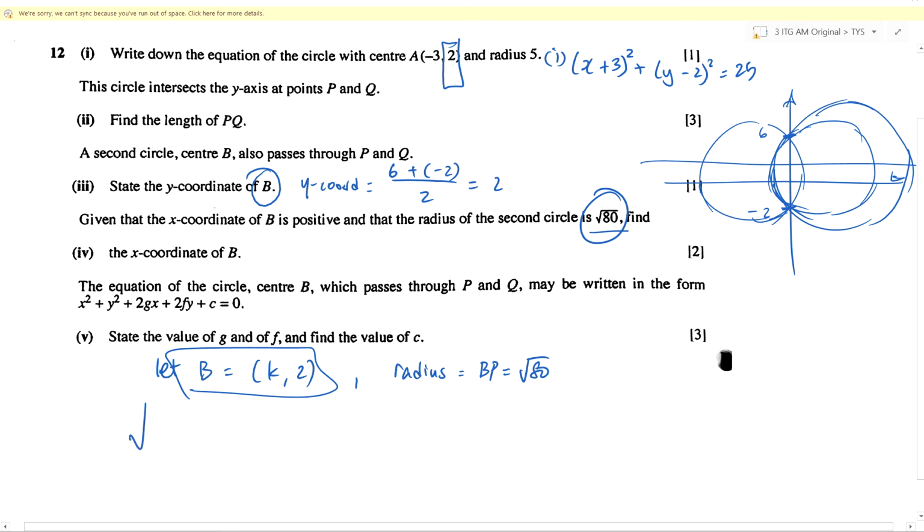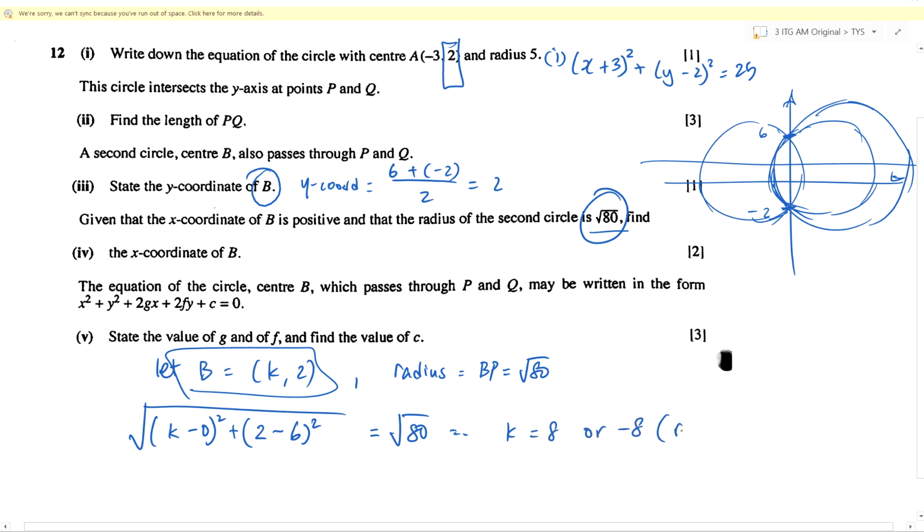So we can use the formula for the length of a line segment. The x coordinate k minus the x coordinate of P. For example, for either P or Q, the x coordinates are both zero, minus 0 squared. We are going to add this to the y coordinate of B minus the y coordinate of either 6 or -2. You will get the same answer. Minus 6, we square it. Now this radius is supposed to be √80. From here, you continue solving. You get k equals 8 or -8.